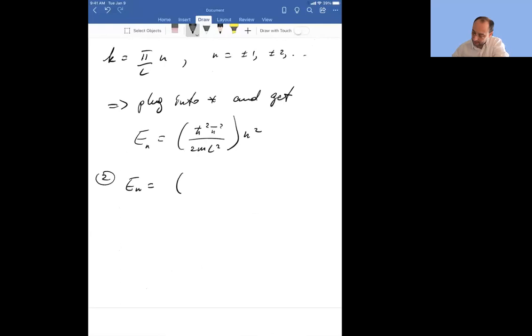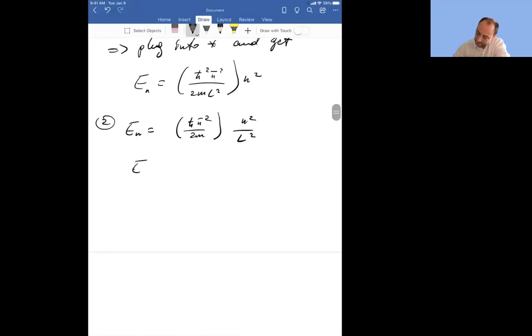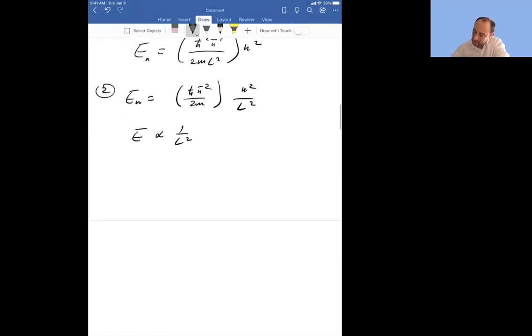I can rewrite it like this: h bar squared pi squared over 2m times n squared over L squared. And so what I see is that energy is proportional to 1 over L squared. So what this means is that if you have a narrow box versus a wide box, the energy levels are lying closer together.